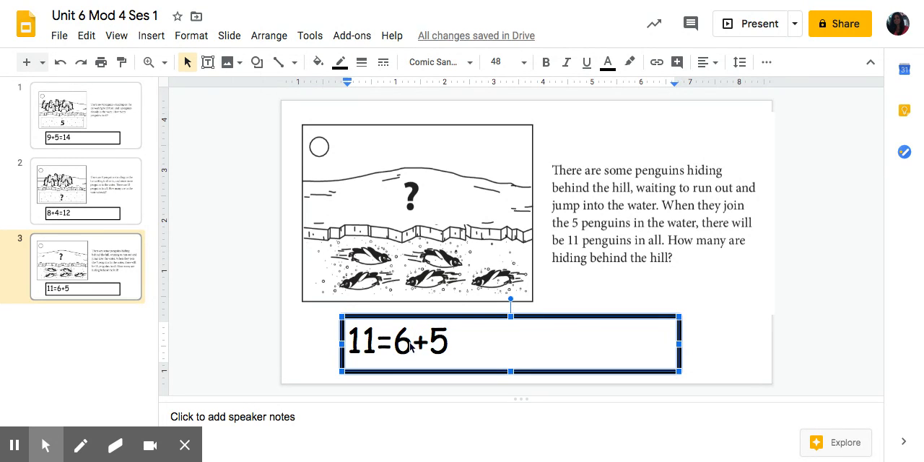Great, 6. 6 penguins were hiding behind the hill. 11 equals 6 plus 5. Nice job. Now you're going to try some story problems on your own on the next 2 slides. Remember, sometimes you might be solving for the missing part, or sometimes you might be solving for the whole. There's also a challenge problem on the last page, but you don't have to do it.